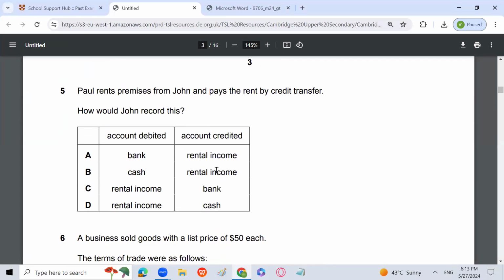Next, Paul rents premises from John and pays the rent by credit transfer. How would John record this? Bank to rental income. A is the right answer because for him it is income. And because he is getting the amount by credit transfer, the amount is coming in the bank to rental income.